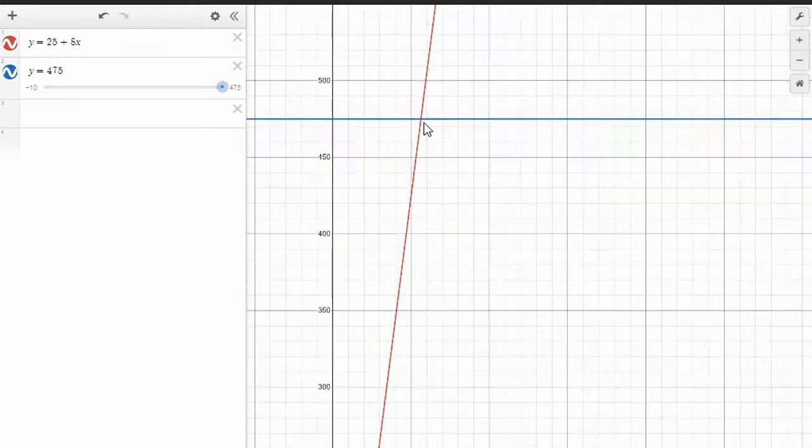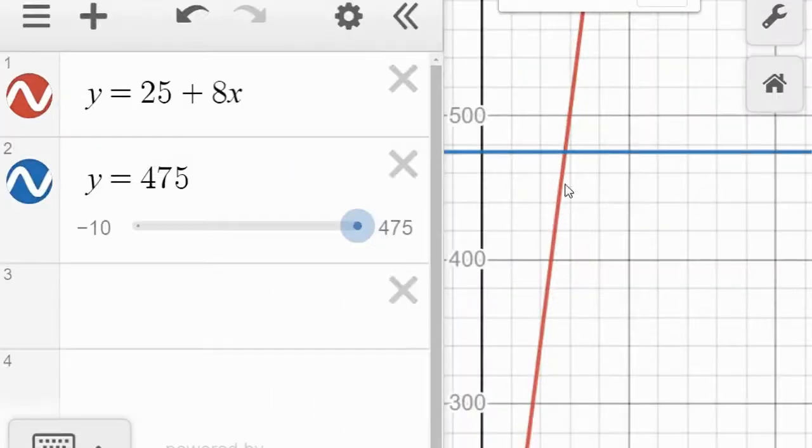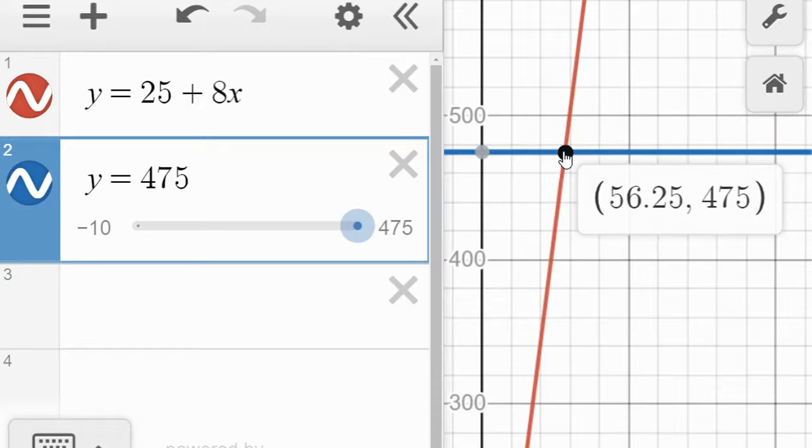So this is where we hit $475. Looks like we can't buy 100, 10, 20, 40, 60, 80. That's going to be close to 60, somewhere between 50 and 60. 56.25. Can I buy 56 and a quarter plants? No. I can only buy 56. So I'll be just under $475 if I buy 56 plants. If I could buy an extra quarter of a plant, then I could spend exactly $475, but I can't. And that's okay.